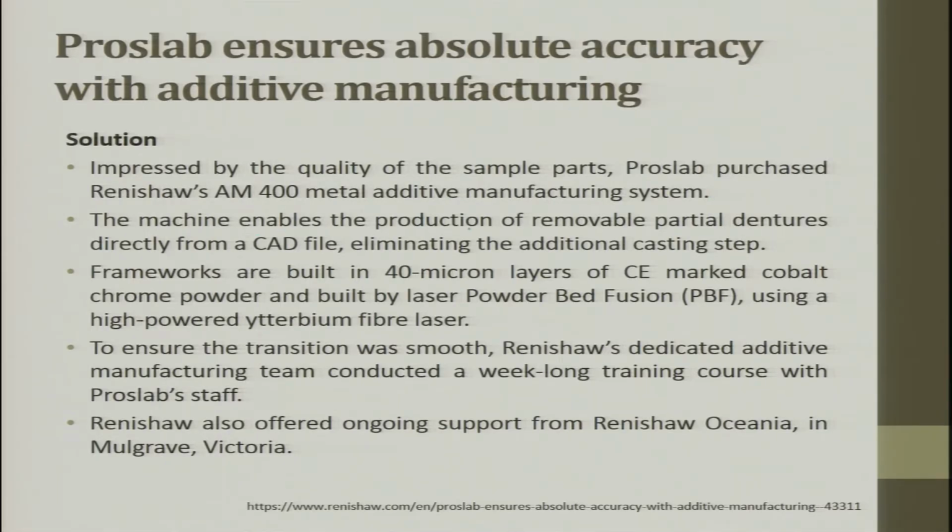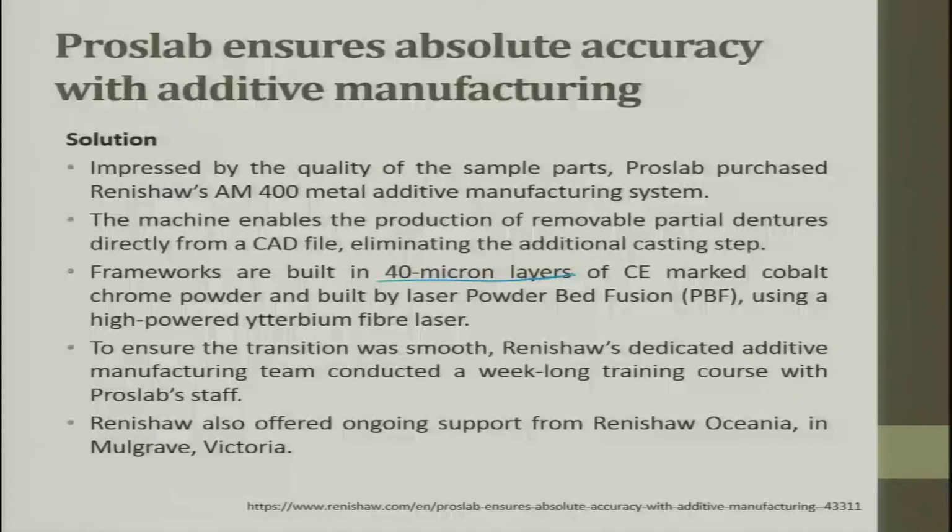The machine enabled the production of removable partial dentures directly from CAD file, eliminating the additional casting step in between. So, you made resin, then from a resin you made a last wax, from a last wax you made a mold, through a mold you got the output. Now, directly you get the output. The framework was built in 40 micron layers of CE marked cobalt chrome powder and built by laser powder bed fusion, which we have already seen, using a high power yttrium fiber laser.